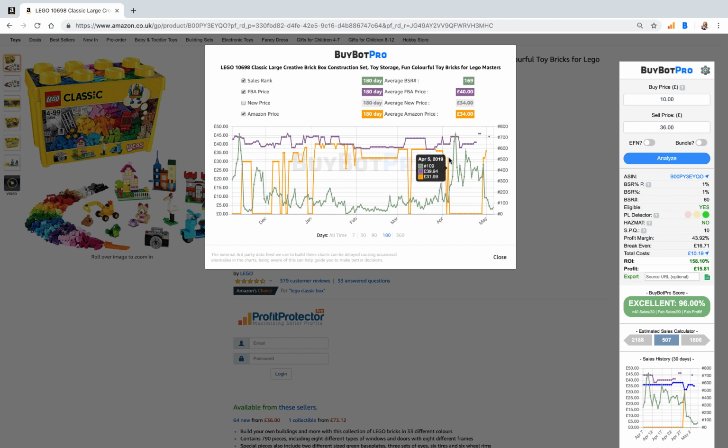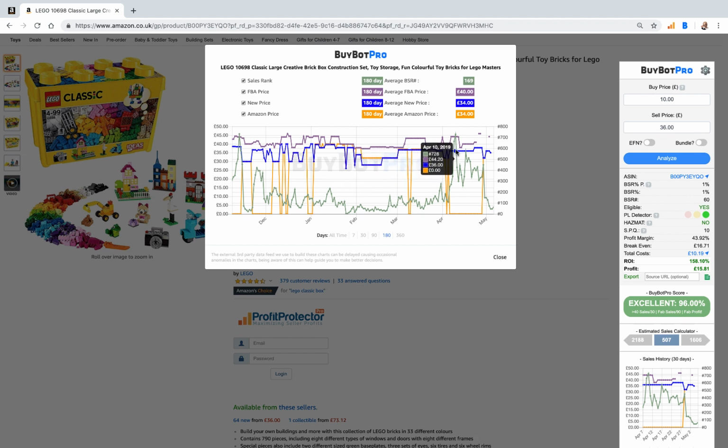Then they're back in stock just for a day on the 5th of April, and then they're out of stock. So all this period here, from here all the way through to here, Amazon are out of stock. So the only way the customer can buy that product is through FBA or through the new price. And as you can see, these are both higher than the price that Amazon were charging, because Amazon at the most were $36.99, but often, as we found here, are only $31.99.